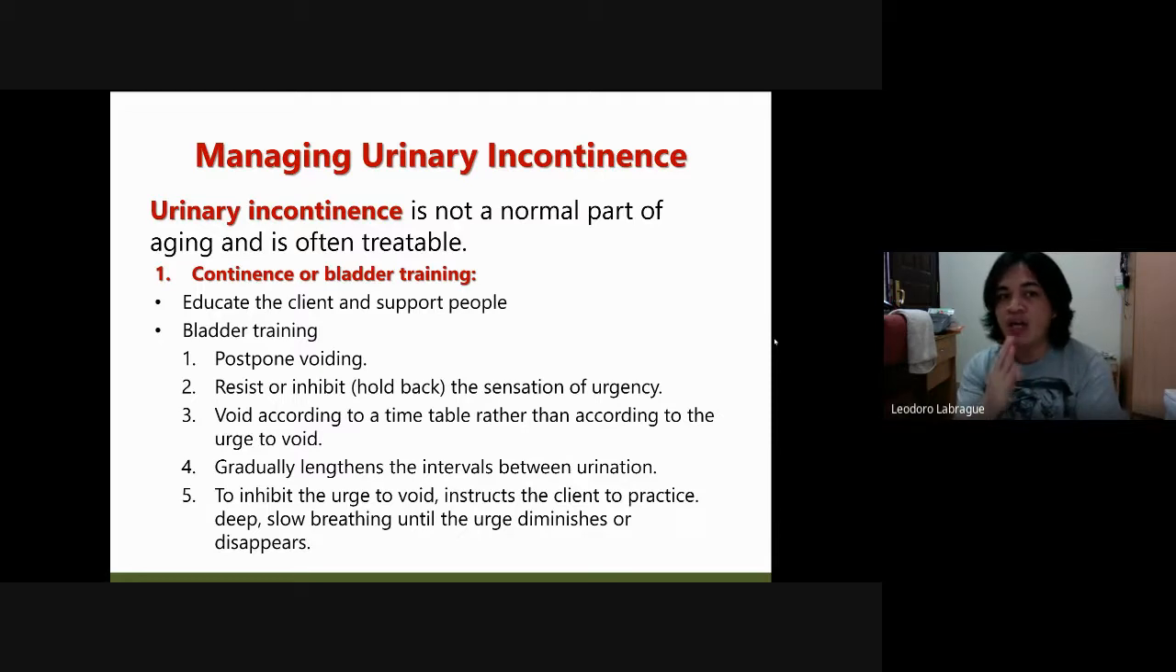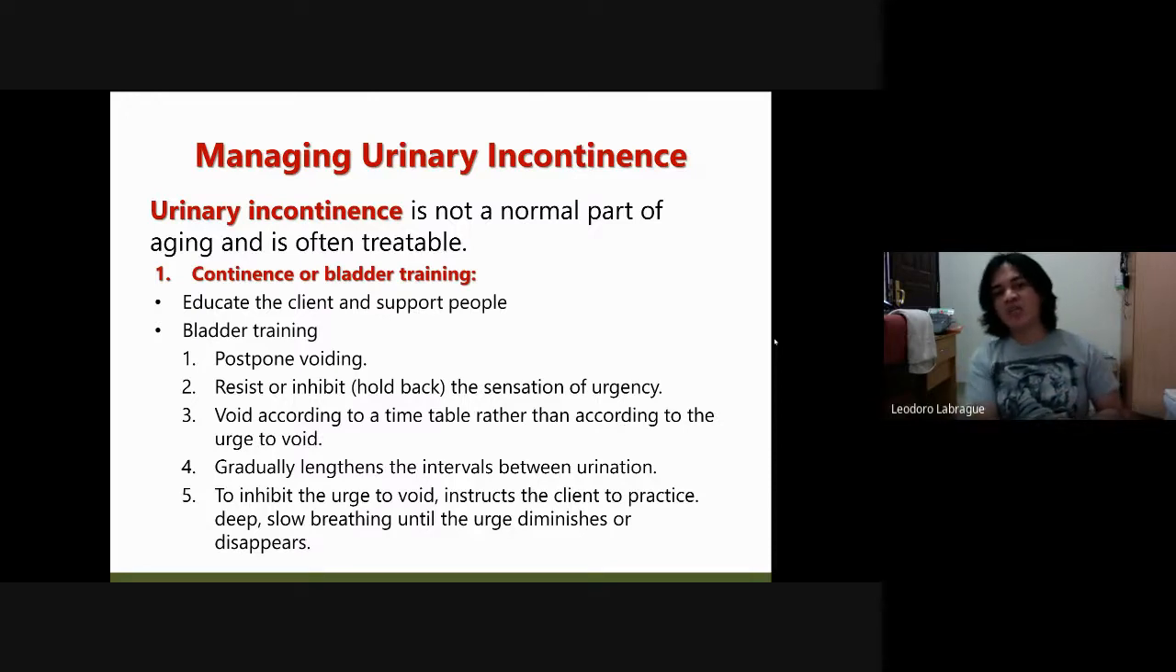See, urinary incontinence is often treatable. That's the good news. We can treat urinary incontinence. So what do we do? Of course, educate the client and support. And number 2, bladder training. In your exam question, you might be asked, which of the following nursing interventions or which of the following measures is effective in treating urinary incontinence? The answer should be bladder training.